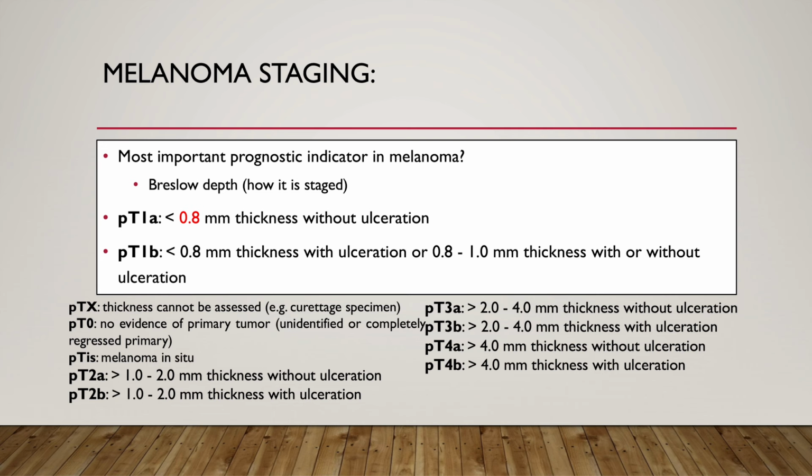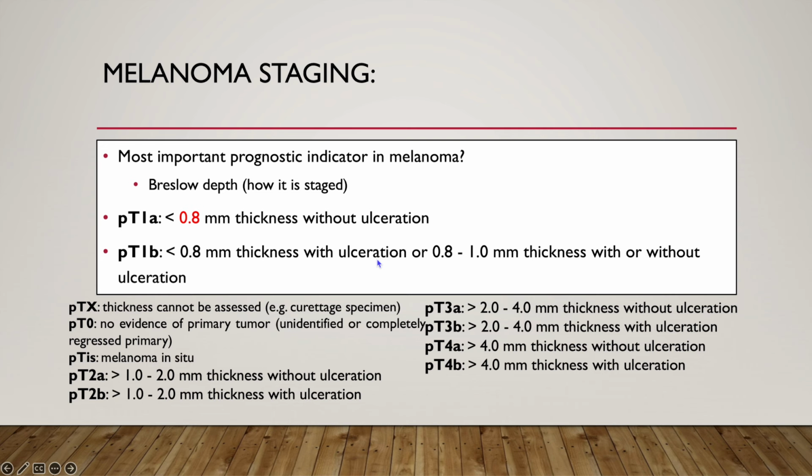Melanoma staging. So the thing that's been tested a lot is the 0.8 millimeter thickness. The reason why it's so important is if it's greater than 0.8 millimeters, then that's when you'll do your sentinel lymph node biopsy, which is more invasive to the patient. And then the two things that affect staging for melanomas are your Breslow depth, as well as whether you have ulceration or no ulcer.